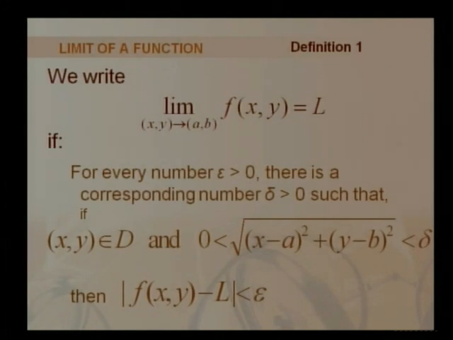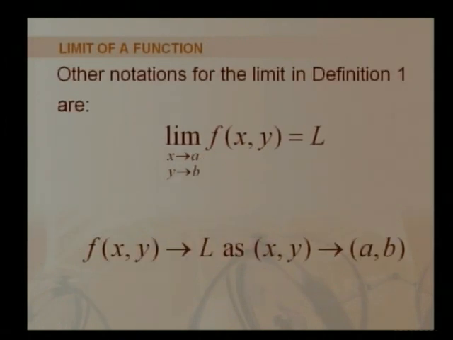This shows that when (x,y) is very close to (a,b), that is, it approaches the ordered pair (a,b), then the value of function f(x,y) will be near to L, which is the limit of that function. Other notation for the limit in the definition is limit x tends to a, y tends to b, f(x,y) is equal to L. Instead of writing the ordered pair, we can write it this way also. We will say f(x,y) tends to L as (x,y) tends to (a,b).